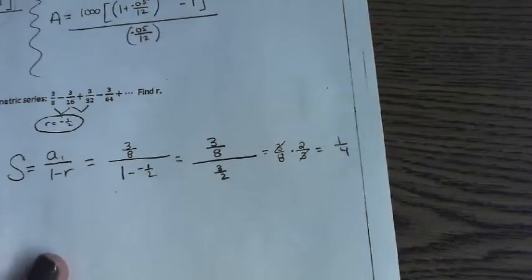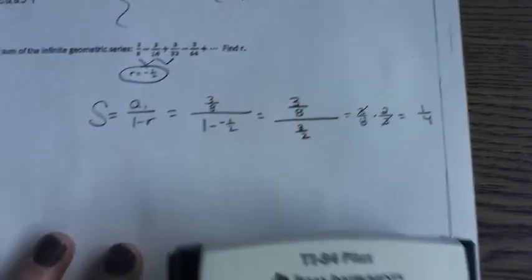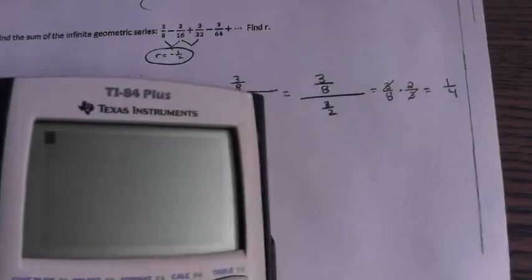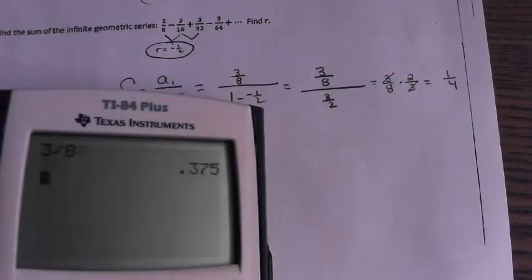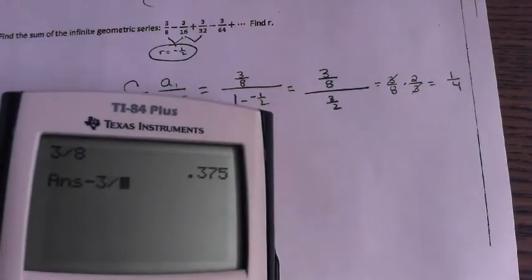You get 2/8 or 1/4. So let me kind of show you physically how this works. You start with 3/8, which is 0.375. Then you add it together with the next term.